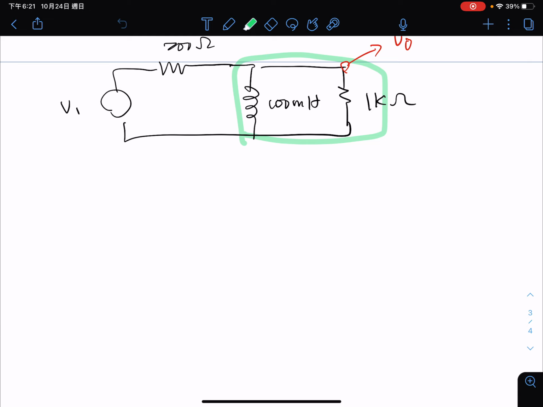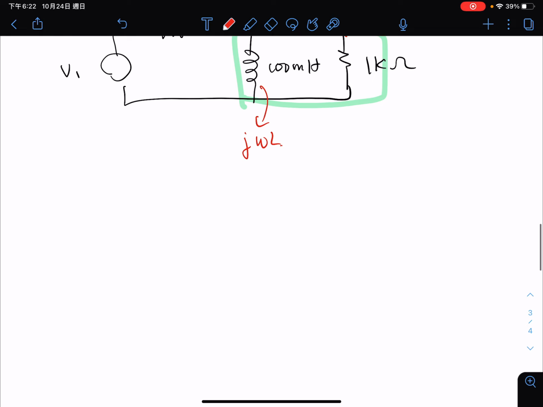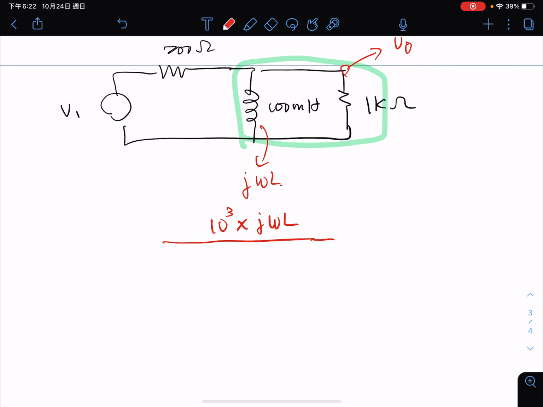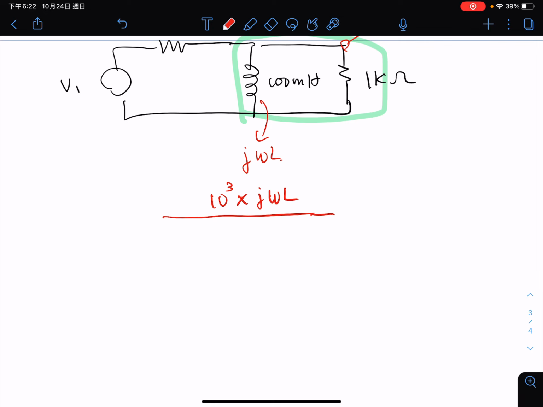Okay, these two are in parallel. So let me first write the function here. And this one we have a j omega L here, right? So we first put them in parallel, then the numerator will be 10 to the 3 multiplied by j omega L, and the denominator will be equal to 10 to the 3 plus j omega L, right? This will be this one, okay?